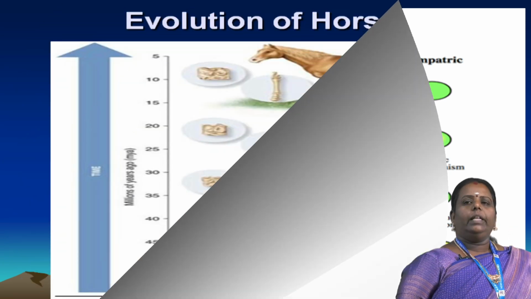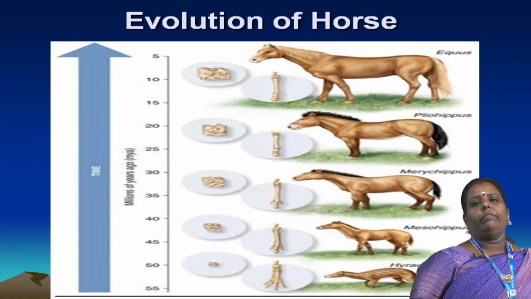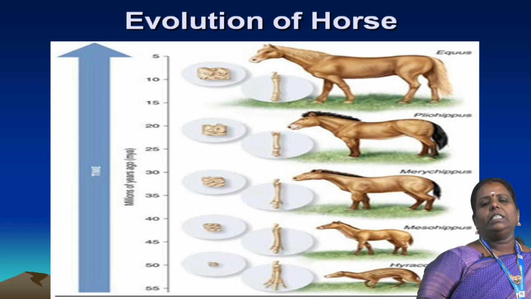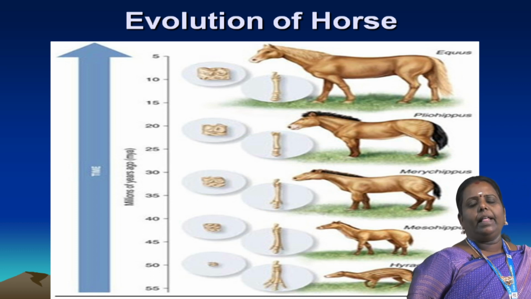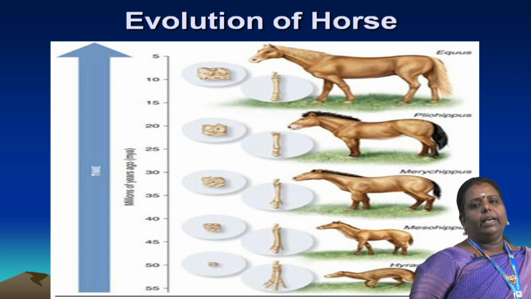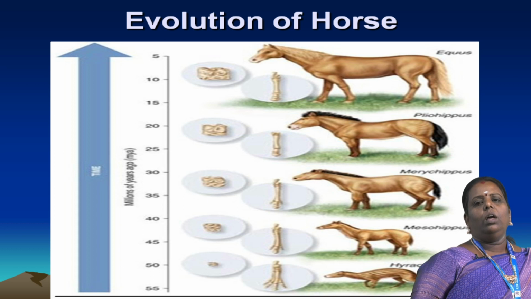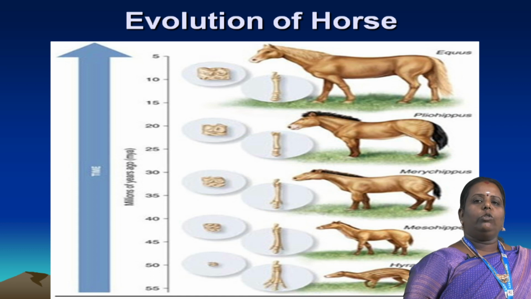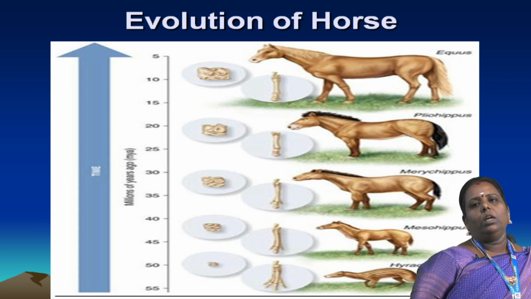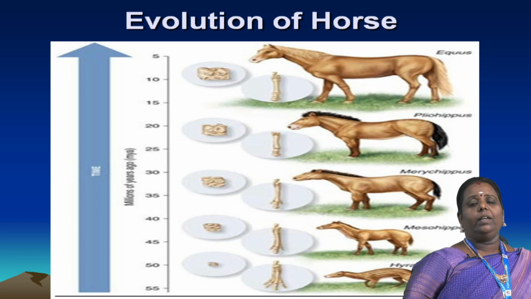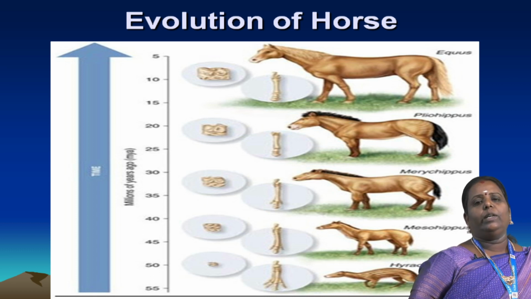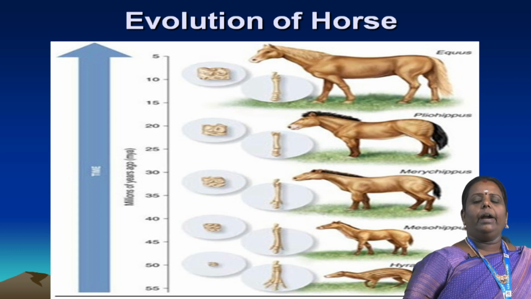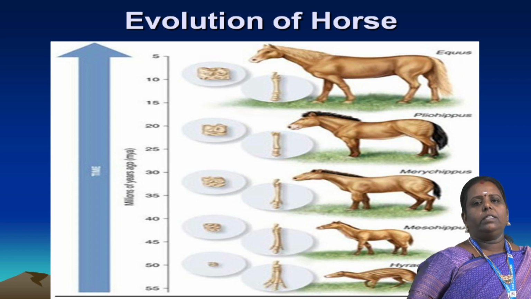Another topic is the evolution of the horse. I already told you what is meant by evolution. Day by day there are changes in the body, both external and internal structures. It takes evolutionary eras and millions of years to form new characters and new species in a particular animal, and they also develop in external appearance like height, weight, eyes and legs; everything varies.